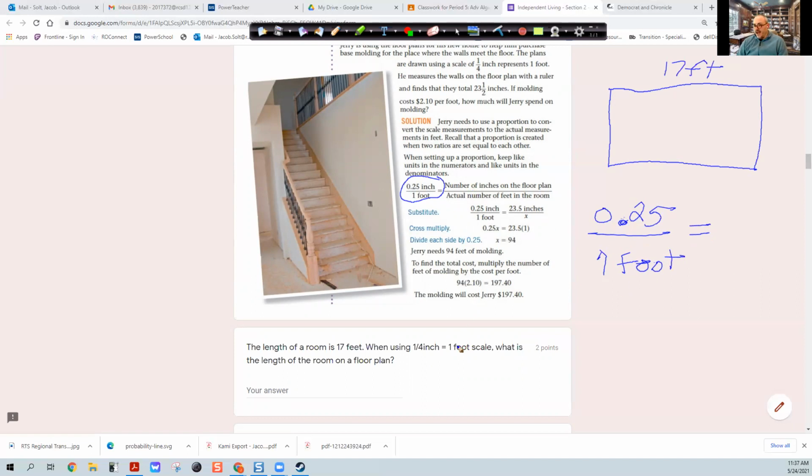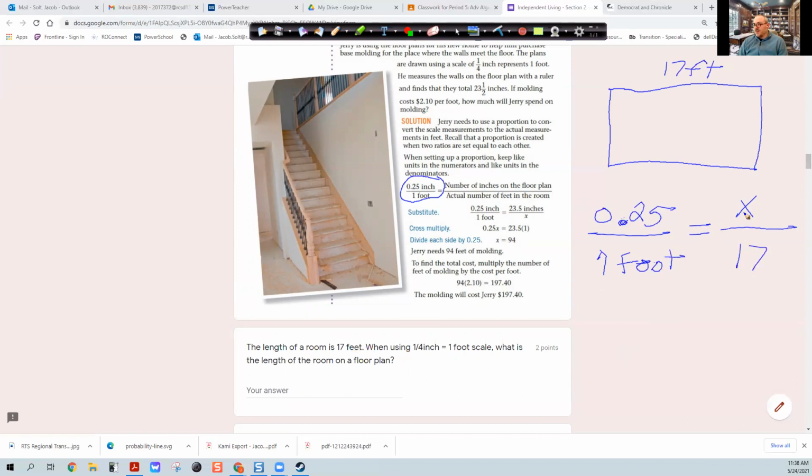Number of inches in the floor plan. I don't know how many inches are on the floor plan. That's going to be my X here. That's going to be my variable. I don't know how many inches, but I do know the feet. So I can put 17 here.